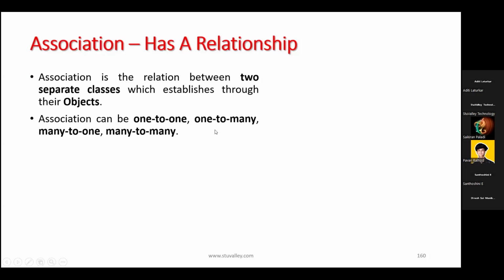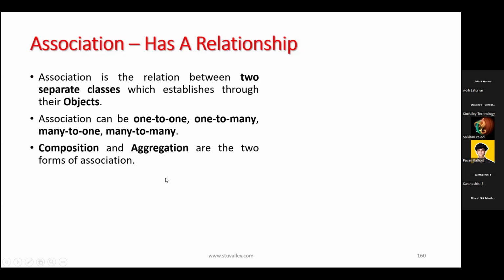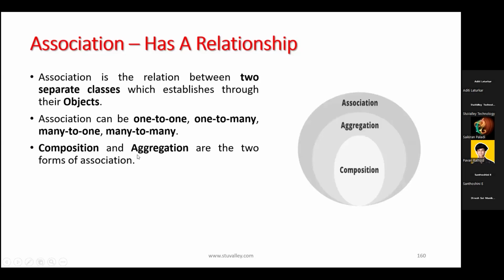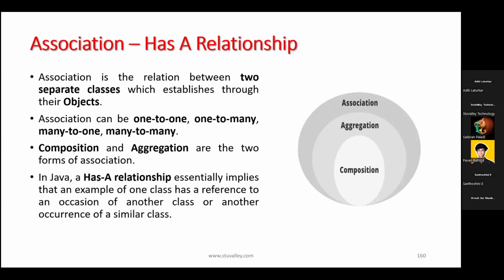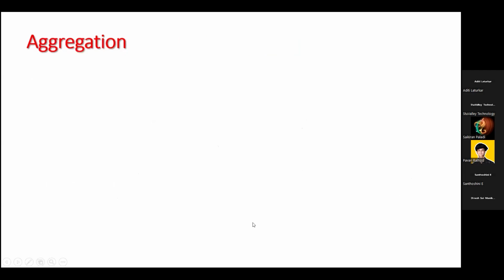So this association is known as the has-a relationship. There are basically two forms of this association: composition and aggregation. What are these two forms? That we are going to see. In Java, has-a relationship essentially implies that an instance of one class has a reference to an instance of another class or another instance of the same class. What do you mean by that? We will see through an example.